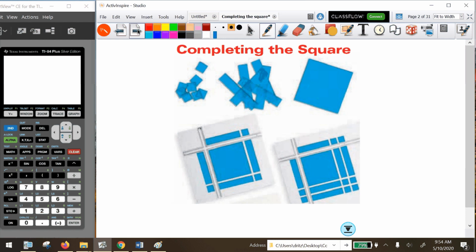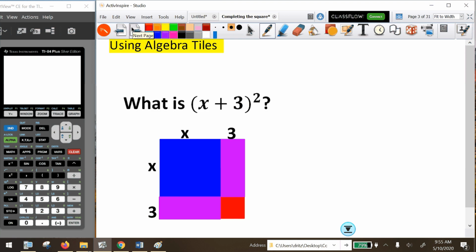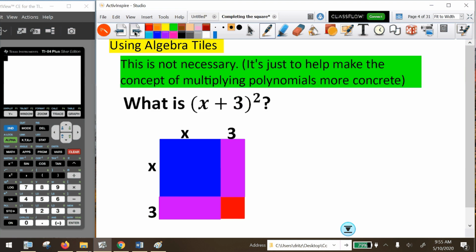And that technique is called completing the square. It's called completing the square because it can be modeled really nicely geometrically. This algebraic process, we're going to model using algebra tiles. Just as an introduction to algebra tiles, here's an example of some polynomial multiplication using algebra tiles. The algebra tiles are not necessary at all. It's really just to make this concept more concrete.